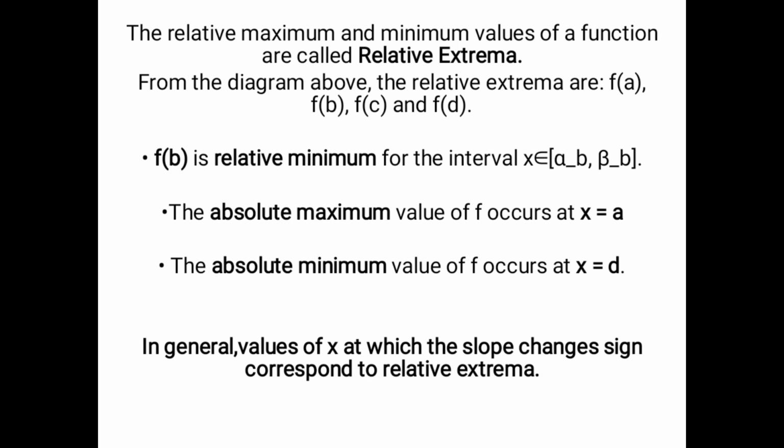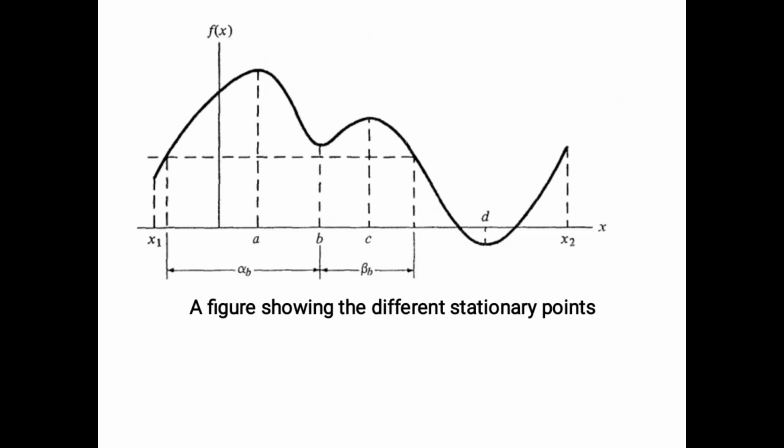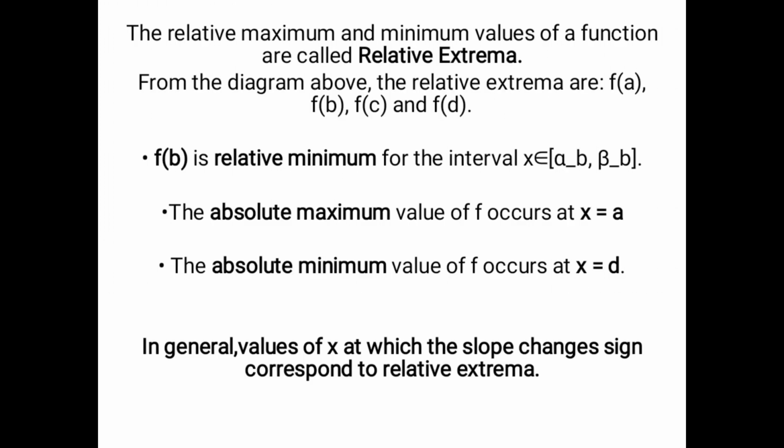The relative maxima and minima values of a function are called relative extrema. From the diagram above, the relative extrema are f of A, f of B, f of C, and f of D. F of B is a relative minimum for x in the subinterval alpha b, beta b. The absolute maximum value of f occurs at x equals a. The absolute minimum value of f occurs at x equals d.